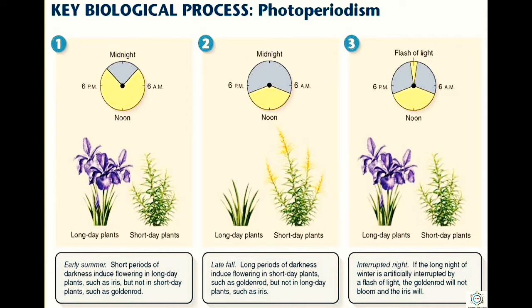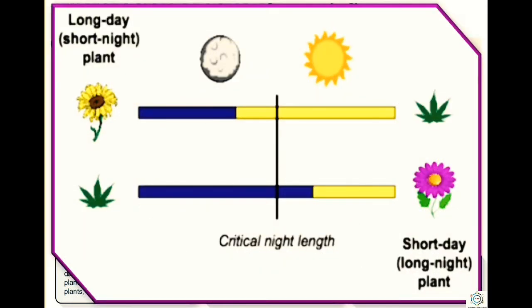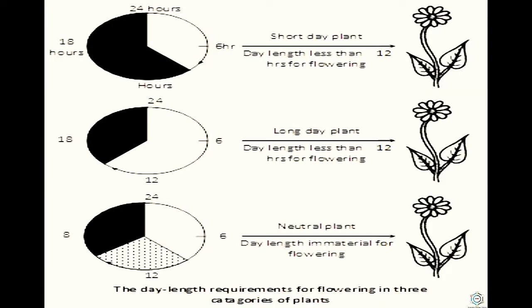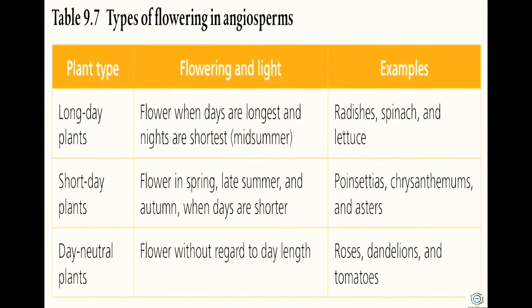Interrupted night: if the long night of the winter is artificially interrupted by a flash of light, the goldenrod will not bloom, but the iris will. So here you can see the long day, that means short night plant, and the short day, that means long night plant, and the critical night length. Here you can see the day length requirement for flowering in the three categories of plants.